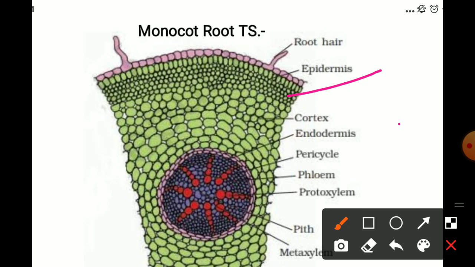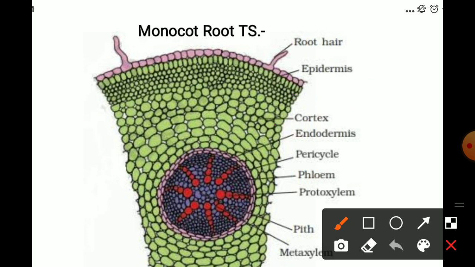Now below this hypodermal part, the exodermis, there is the cortex. This is the real storage tissue, the cortex. It is parenchymatous storage tissue, loosely placed with numerous intercellular spaces. So this is all about the cortex.